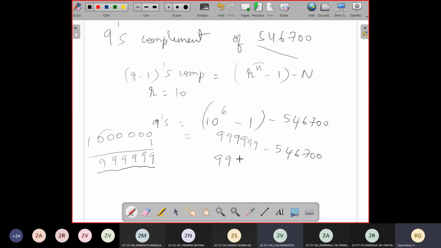So what is the 9's complement now? From this number, you have to subtract 546700. So what value comes? 9 minus 0 is 9 here, 2 here, 9 minus 6 is 3 here, 9 minus 4 is 5 here, 9 minus 5 is 4 here. You're not able to see? 9 minus 5, oh, I do this kind of mistake. 9 minus 5 is 4, right?